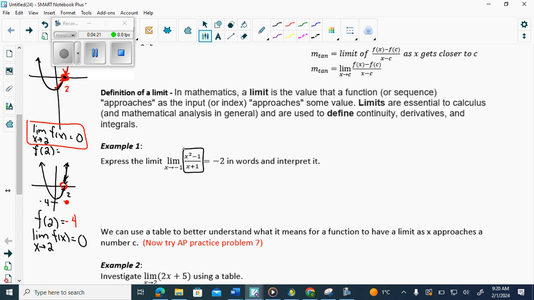So this is a rational function. We agree? What do we do when we're given a rational function? I'm going to ignore the limit part. We have x squared minus 1 over x plus 1. What did you guys have to do? Simplify it. How do we simplify? Difference of squares. So we get x plus 1 times x minus 1. On the bottom, we have an x plus 1.